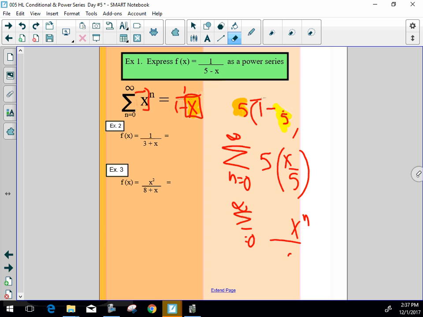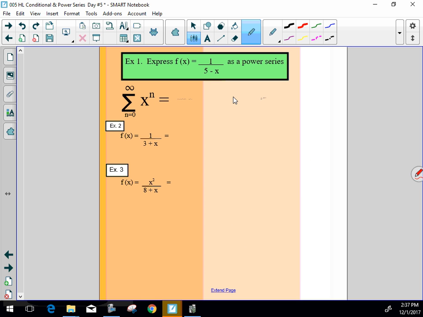Huh? Pretty good. Let's try this guy. x squared over 8 plus x, and this is the last one we'll do. So remember, the sum as n goes from 0 to infinity of x to the n is the power series, which can be replaced with 1 over 1 minus x. I'm going to pull out an x squared. And I'm going to pull out an 8.